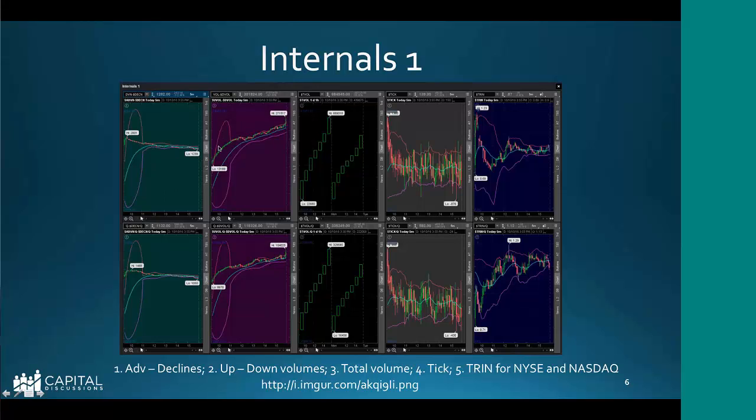Up volume minus down volume. Obviously, this is a bullish day. You can see that we started with more stocks that were up than were down, and then the volume ended up picking up on the stocks that were higher. Kind of interesting that it gives us a conflicting picture, that there were more decliners.